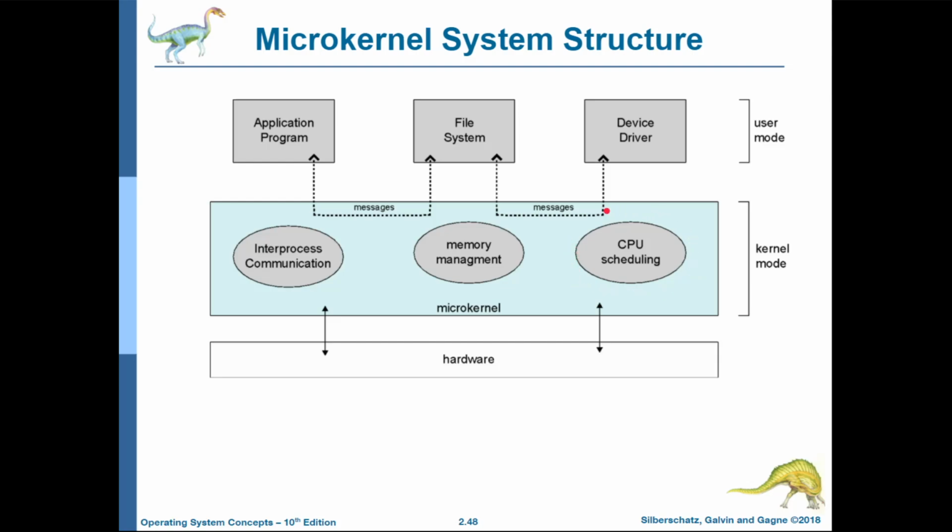Now, you probably are going to wonder, why don't we do this? Because really, if a file system crashes, let's say this file system goes down, the rest of the system, all the CPU scheduling and memory management and such, won't go down. In fact, a good microkernel will restart the file system and try again.